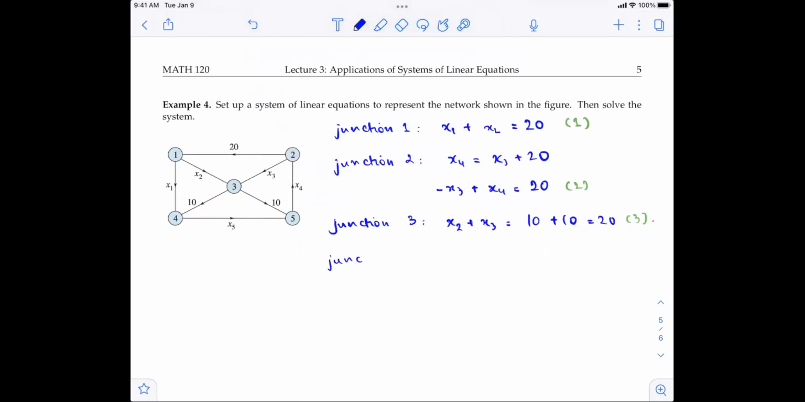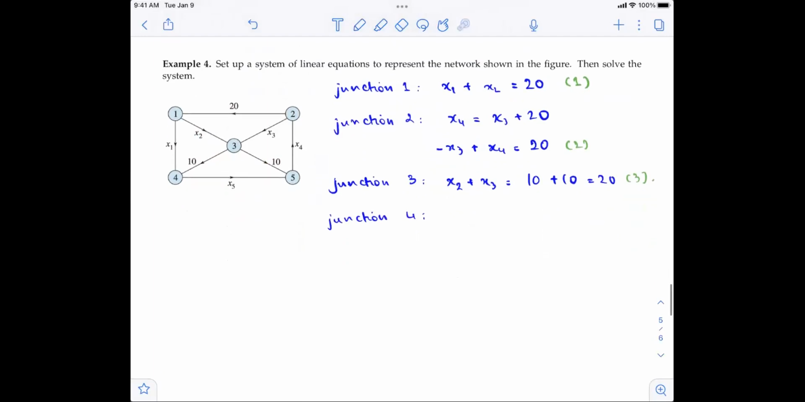Junction 4. In this junction, you get x1 and 10 coming in and x5 going out. So x1 plus 10 equals x5, or x1 minus x5 equals negative 10. This is the fourth equation I'm going to use.